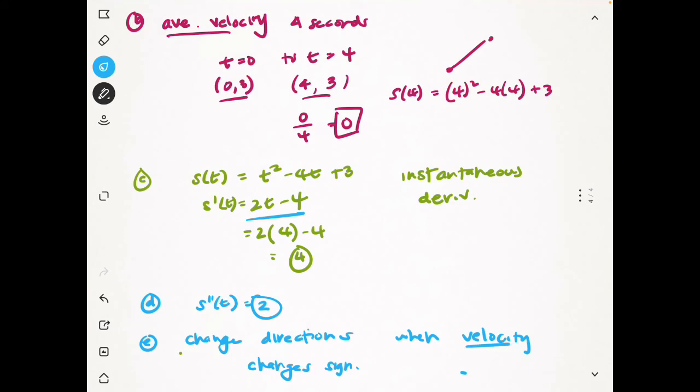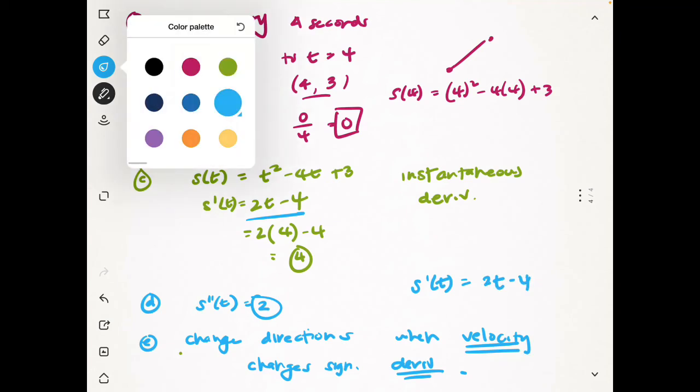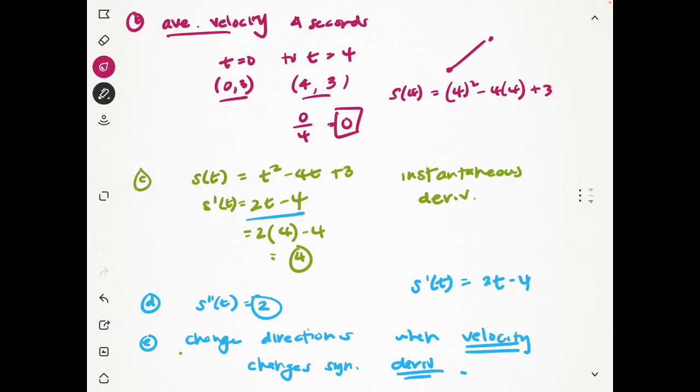So remember, velocity, again, we're talking about the derivative. Velocity and derivative are synonymous, right? So when the derivative changes sign. Let's look at our derivative here. s prime of t equals 2t minus 4. When would that be 0 and change from being positive to negative? Well, it's 0 when t is 2, right? 2 times 2 minus 4 is going to be equal to 0. So it changes at t equals 2, right?